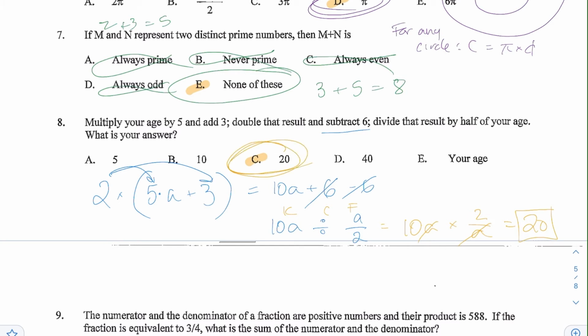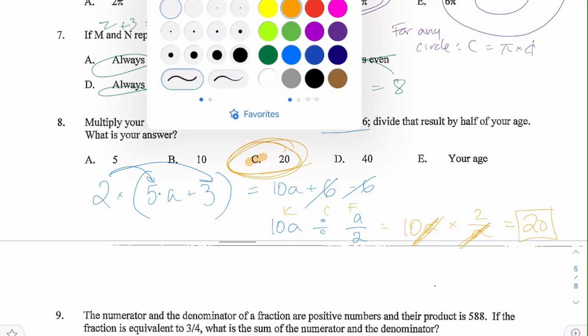So no matter what number you start with, you always get 20, because you end up cancelling the number you started with.